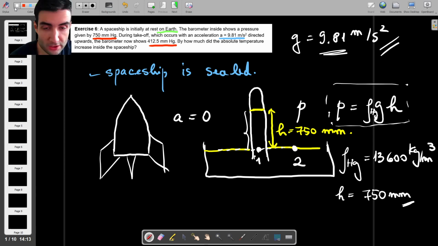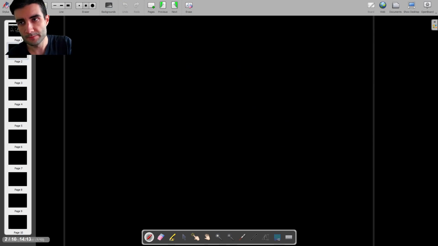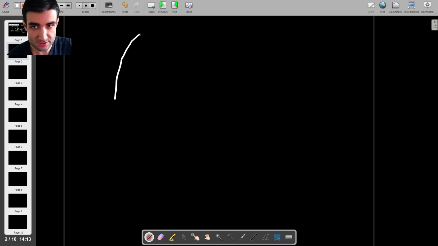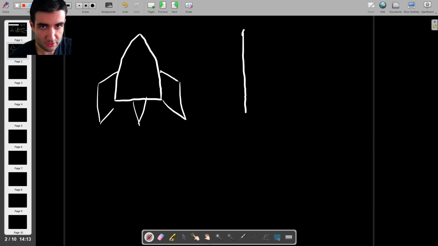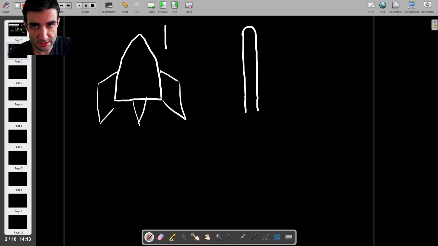So now let's look at what happens when the rocket starts traveling upwards, when the rocket starts taking off. We still have the same rocket, which is still sealed, and the fact that the rocket is sealed is key, as you'll see in a moment. So we have the rocket, drawn in the same way, and then we have the tube. Something happens now. First of all, there will be an acceleration going up of 9.81 meters per second squared.